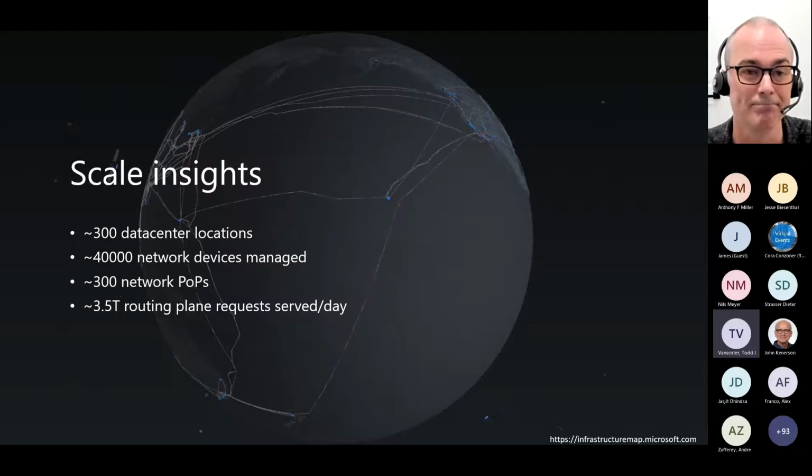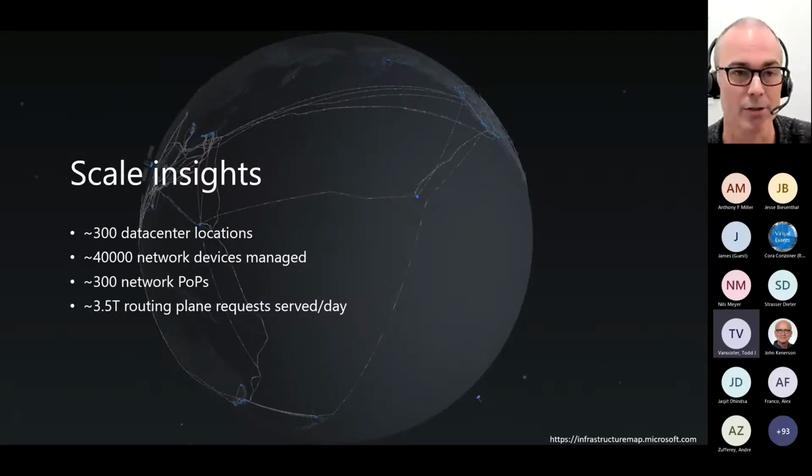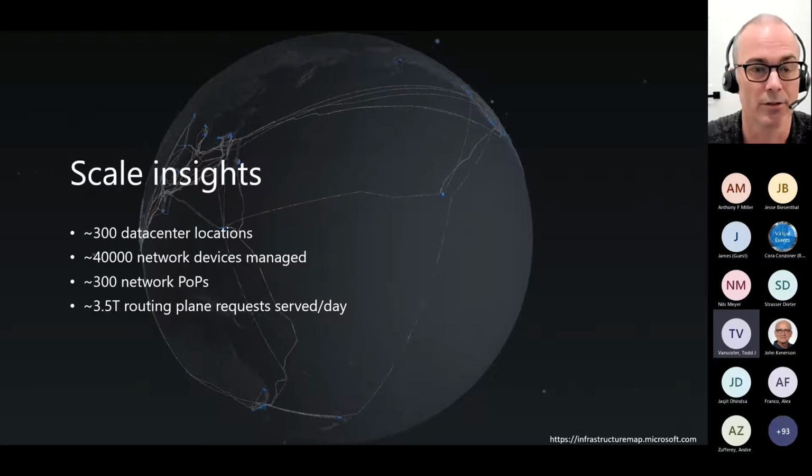So, a large service. We're super proud of the infrastructure that we built, and the fact that we can deliver the availability that we have.